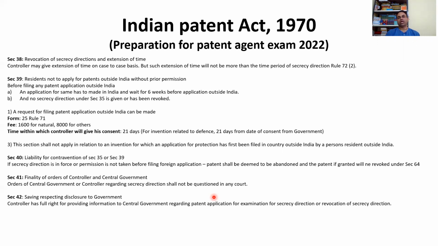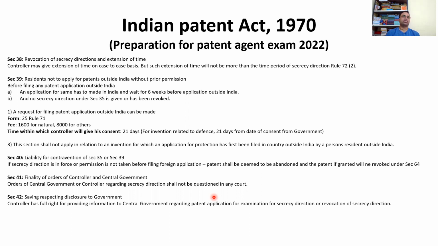Okay, so a question can be asked here. If the secrecy direction is there, then the controller can extend time. So they can write that time equal to the period of secrecy direction, more than that, less than that, or something like this. They can ask in any way. But remember this concept. What is the concept? They will not extend time more than the time period of secrecy direction. Again, they can ask that the extension of time due to secrecy direction is according to which section? Section 30, 40, 50, 38. So that is section 38. Therefore, we need to remember that the controller can extend time if there is a secrecy direction according to section 38. So a question can be asked in the first paper regarding this.